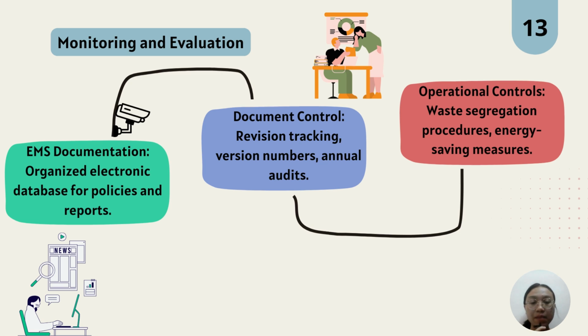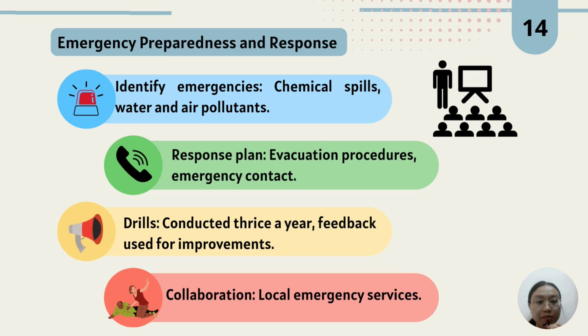Our company has EMS documentation that helps to organize the electronic database for policy and reports. Next, we also have document control, where we do the revision tracking each year, and also operational control like energy saving measures and also the waste segregation process. For emergency preparedness and response, from that, we know about the chemical spills, water and air pollutants. Our company also has evacuation procedures and also emergency contacts. The drills we do twice a year in our company so that we can get the feedback and we can improve it. We also have the collaboration with the local emergency service.